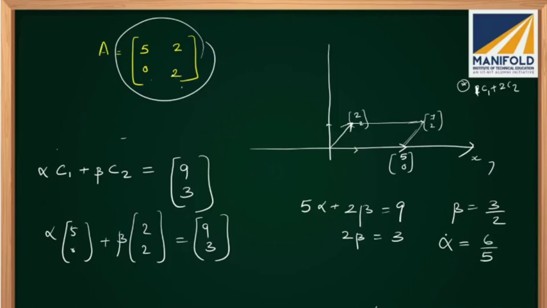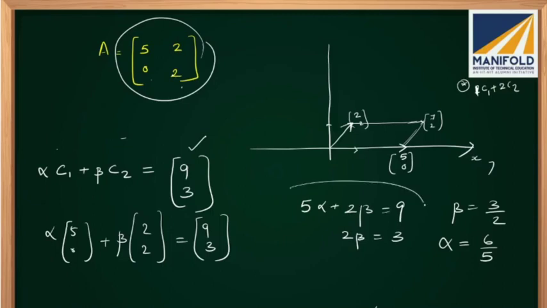Right? I'll explain again. I don't know what combination will reach me this point. So I have arbitrarily taken that combination to be alpha and beta. Alpha times first column plus beta times second column should get me 9, 3. Which means I should write it in this particular format first. Now, alpha into 5 plus 2 into beta should be 9. 5 alpha plus 2 beta equal to 9. Alpha into 0 plus 2 into beta equal to 3.